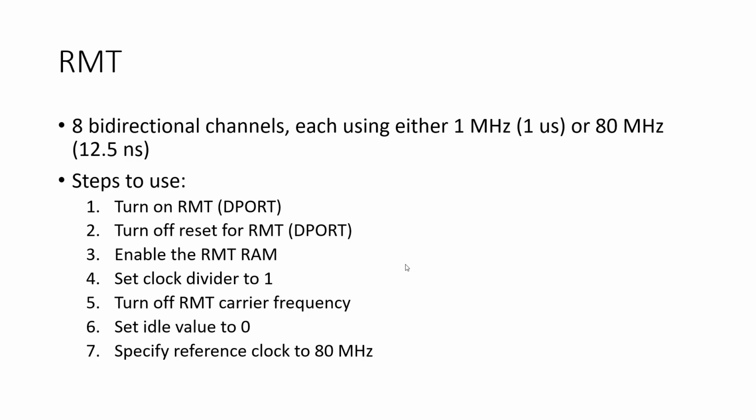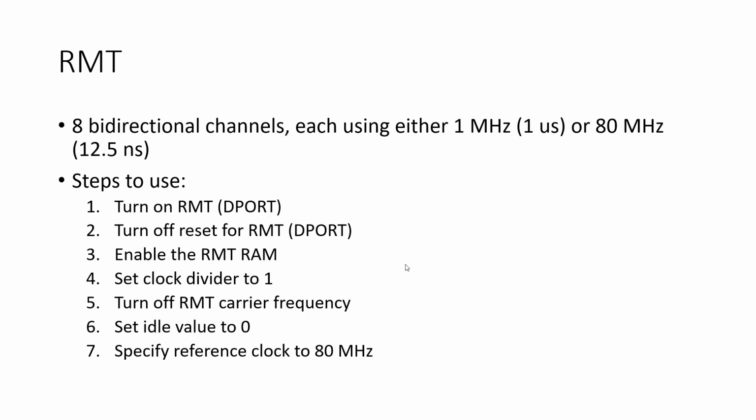Okay, so we're going to use the RMT for this. So we're going to hack a Manchester encoder to create a WS2812 encoder. So the RMT has 8 bidirectional channels, meaning that we could do input and output, meaning that we could transform the ESP32 into one of these 2812s if we wanted to, but we're not doing that, right?